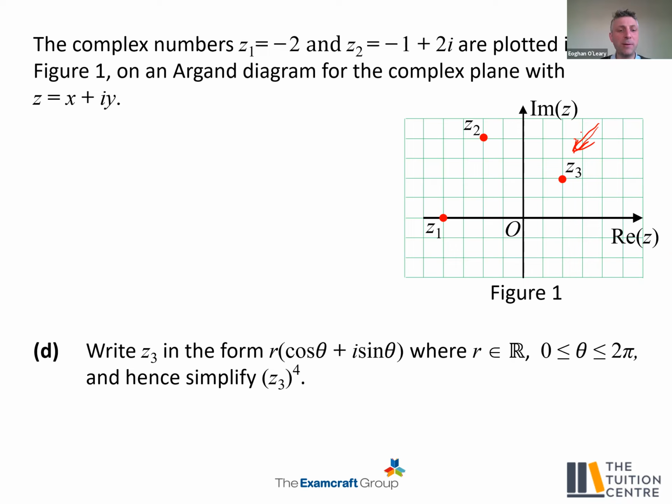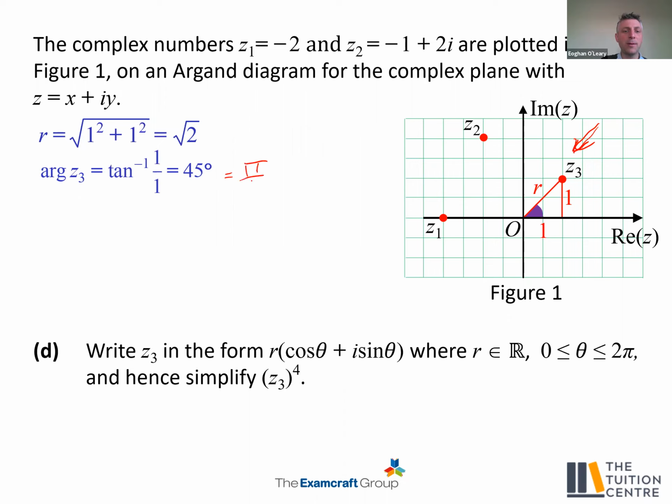So this is a good old-fashioned De Moivre's theorem. We know that it is 1 plus i, so it's 1 out and 1 up. We can figure out what r is, the modulus. It's the square root of 1 squared plus 1 squared, which is root 2. We can figure out the argument here, which is the inverse tan of 1 over 1, which will be 1. The inverse tan of 1 is 45 degrees, or pi over 4. And we then say, well, z3 can be written as root 2 times (cos 45 plus i sine 45).